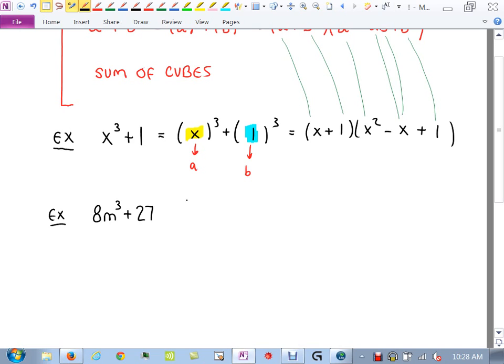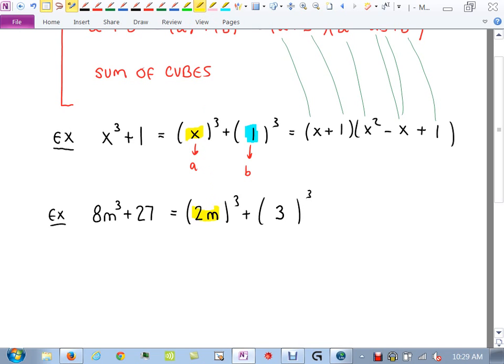But let's try and break this down. Can we rewrite it as something cubed plus something cubed? So how can I get an 8? By cubing what? 2. How do I get m cubed? By cubing m. So if you take 2m times 2m times 2m, you should get 8m cubed. And then how do I get 27? I cube 3. Be careful, because we're cubing it, not squaring it. We're not multiplying by 3. We're saying something times itself 3 times should give us 27. 3 times 3 times 3. Now we can use the formula.